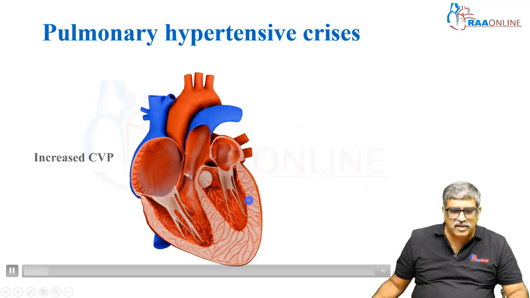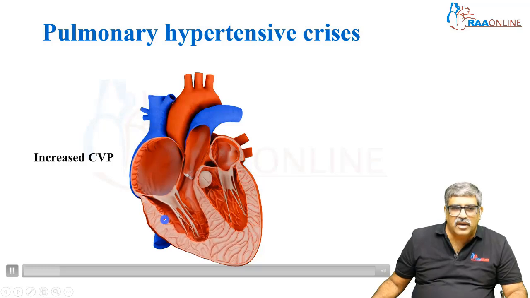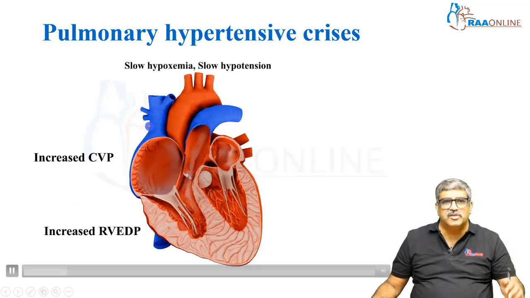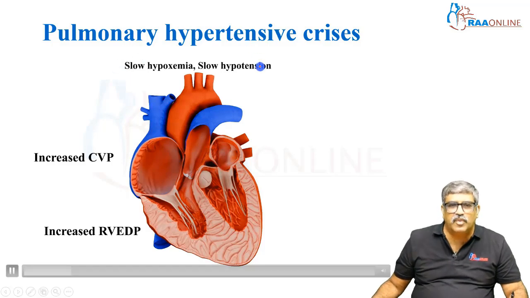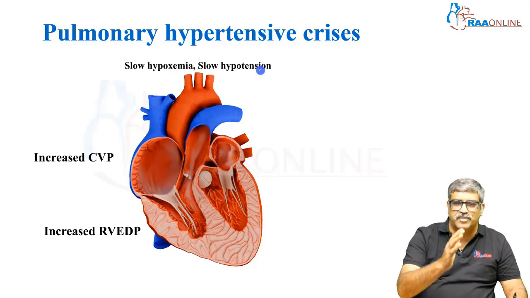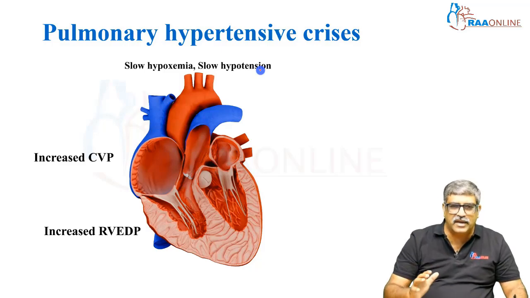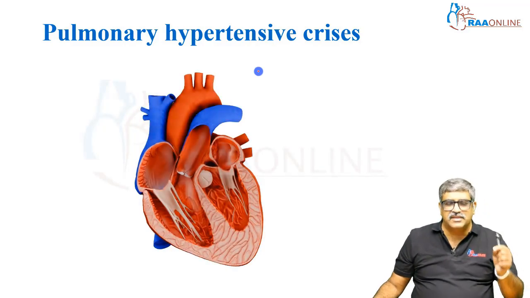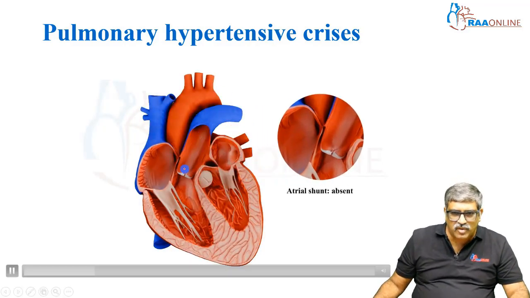In this case, there is going to be pulmonary hypertension, there is going to be increased central venous pressure, and your right ventricular end diastolic pressure is increased. When these two happen, there is going to be slow hypoxia and slow hypotension. This is the first subset, where your septum is normal and the coupling between the right ventricle and the pulmonary artery is maintained.